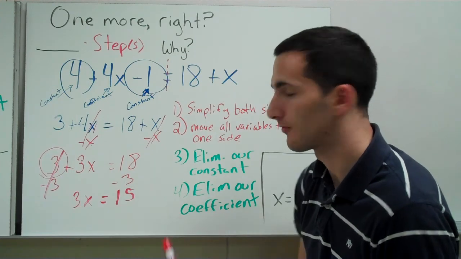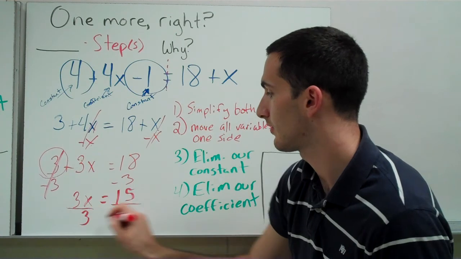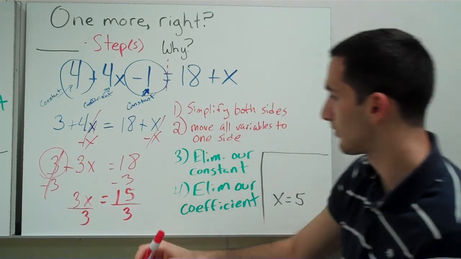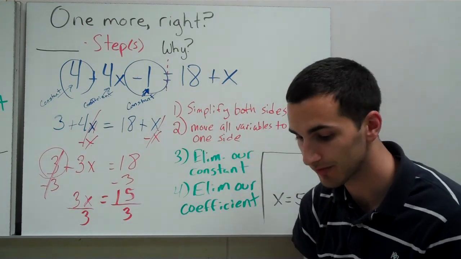Now I've got to get rid of my coefficient. This is multiplication. The opposite of multiplication is division. And I'm going to get x equals 5. And that's it. Now you know how to solve linear equations.